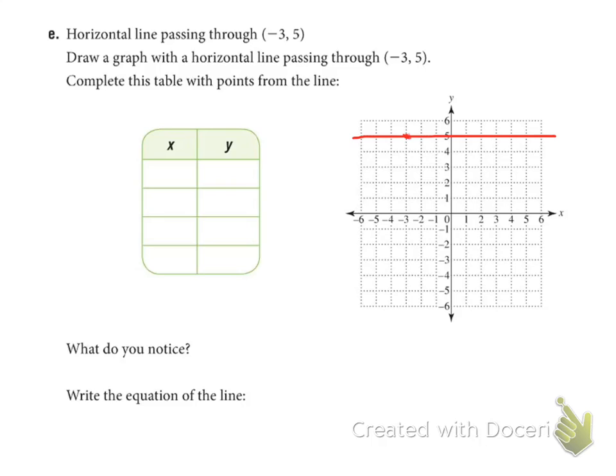So what other points are on the line besides negative 3, 5? 0, 5? Okay, 0, 5. Another one? 2, 5? Okay, another one? 1, 5? Mm-hmm. Another one? Negative 6, 5? Okay, negative 6, 5. What do you notice?